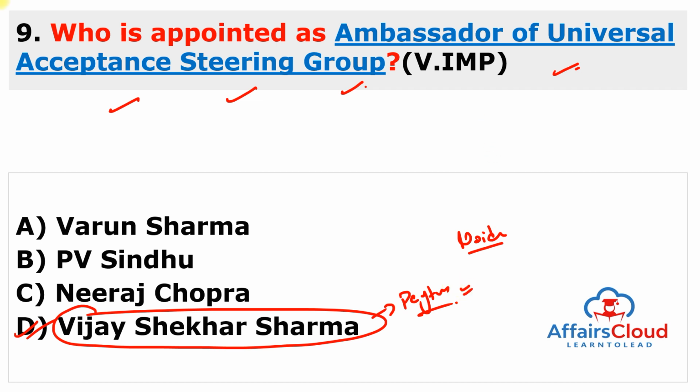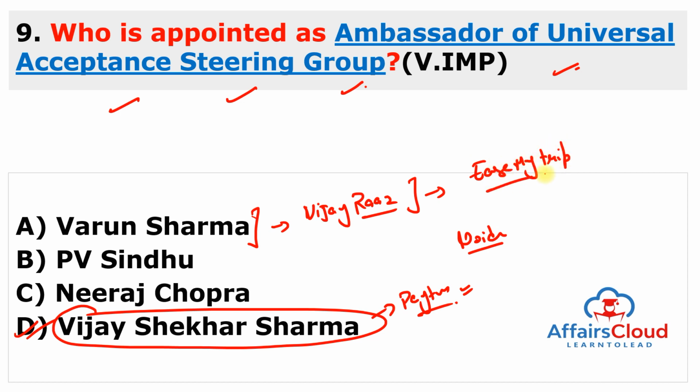But you can also remember the other names here, like Varun Sharma, very famous actor, and also one name with Varun Sharma, it is Vijay Raj. Vijay Raj, again very versatile actor. Recently, both are appointed as a brand ambassador of Ease My Trip.